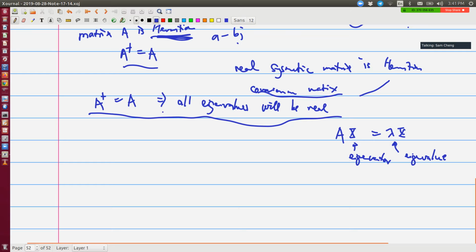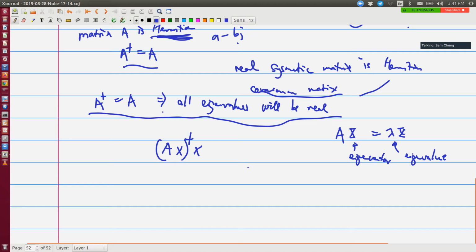So this is quite easy to show. Consider x is the eigenvector, let's say Ax. Look at the Hermitian, and let's also multiply by x. Let's look at this term here.